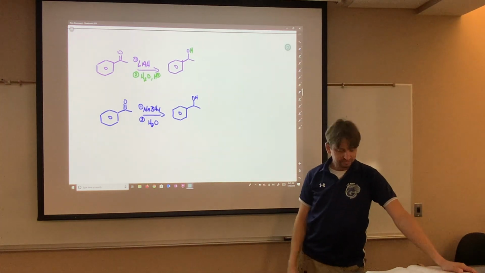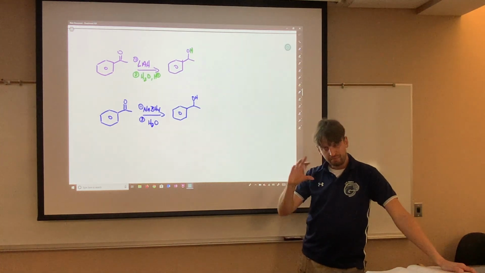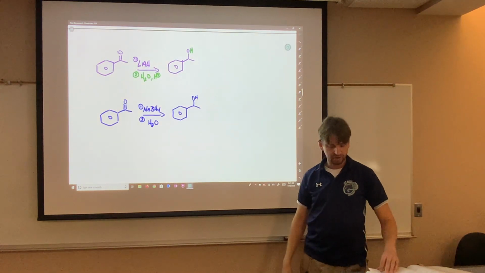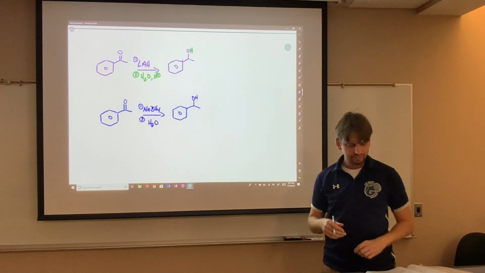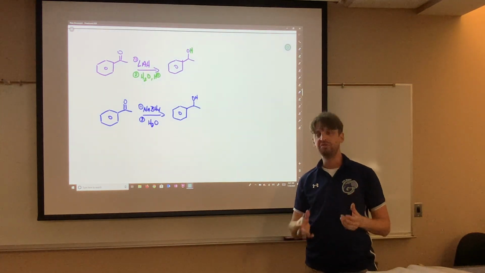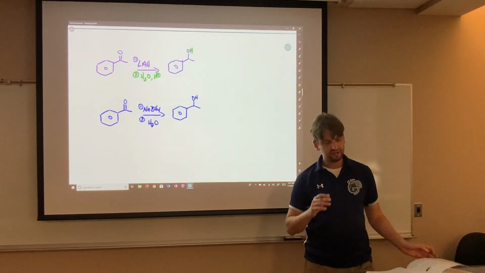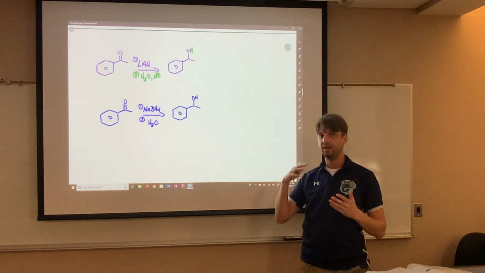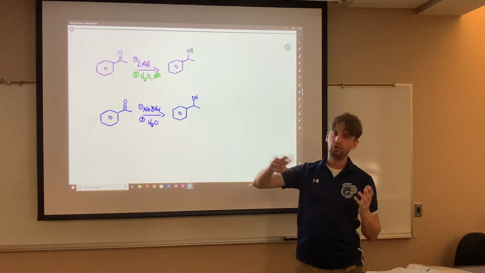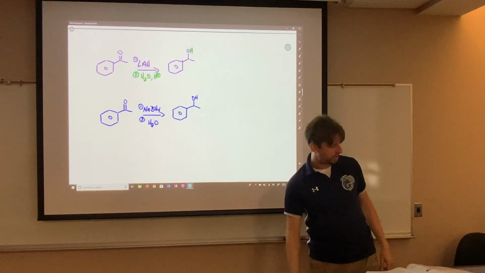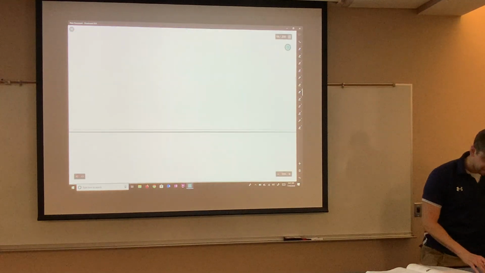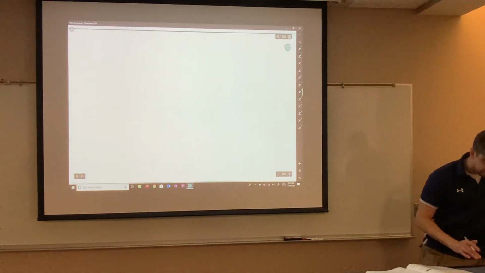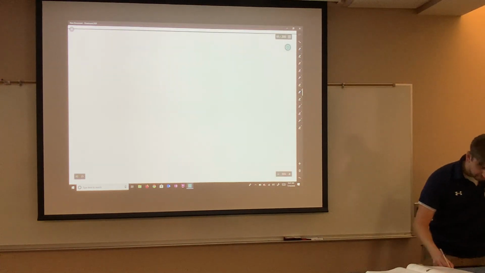The next big chunk of ideas that we have to talk about, and perhaps I'll go ahead and say it, the more useful, the more important, is not necessarily that we can reduce things, but that we can take our carbonyls and make larger carbon chains with them. Again, we go back to our previous idea that we've already discussed, and that's the idea of Grignards and organolithiums.